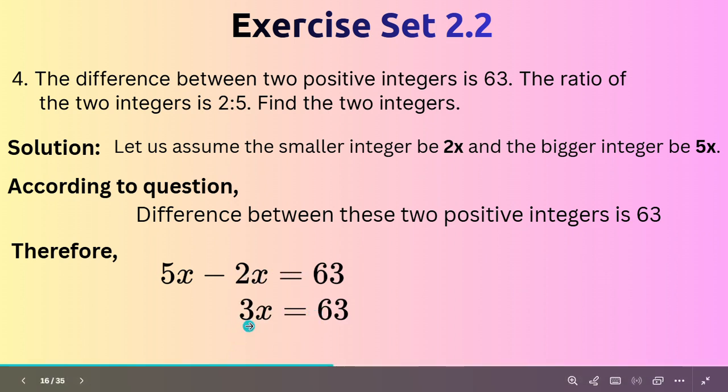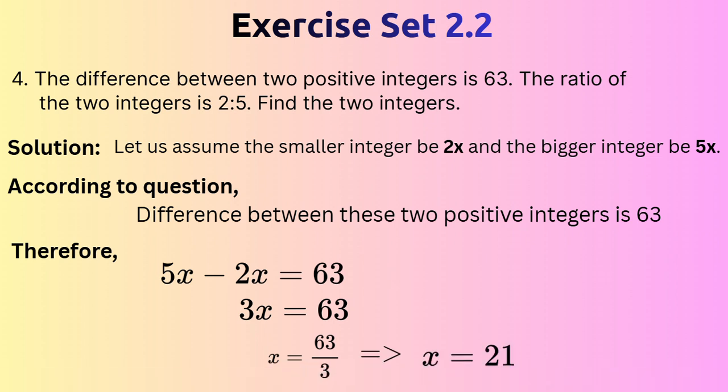x का वैल्यू फाइंड करना है, 3 मल्टीप्लाई में है सो डिवाइड में जाएगा, so it will be 63 upon 3. Now do cancellation, you will get x equal to 21. So this is the value of x. Now you can find out two integers, smaller and greater both.